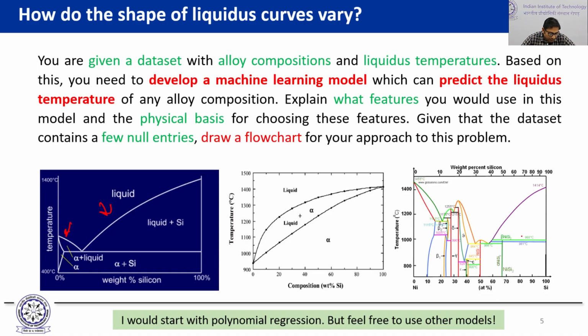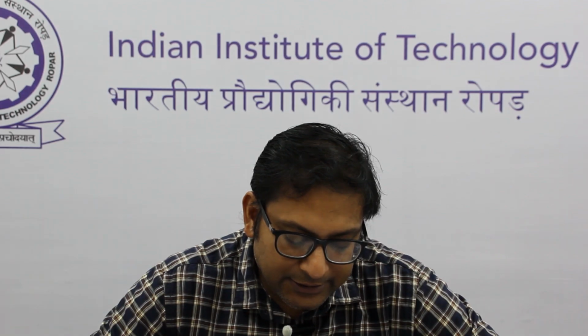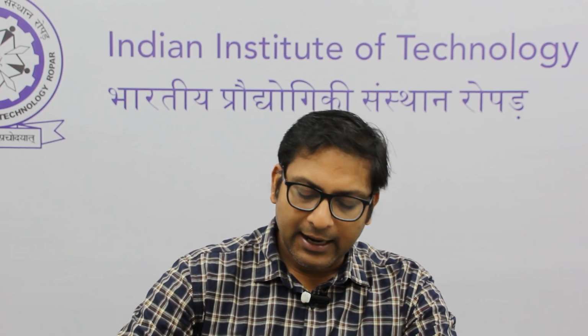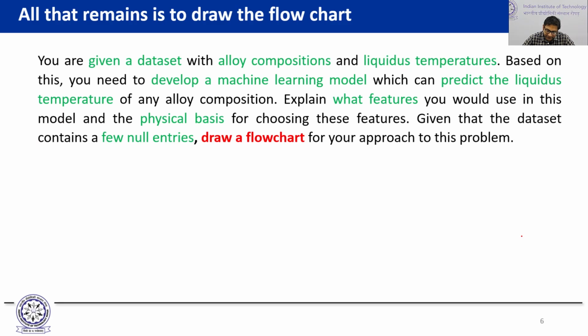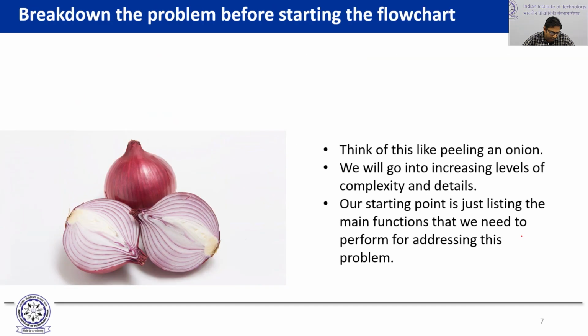So while I would try to start with the polynomial regression, please feel free to use other models. There is nothing sacrosanct about using one specific model, but it's always a good idea to start in the simplest possible manner, and then if the simplicity doesn't solve your problem, you start adding in complexity. So this is basically how I would set up the problem. Now coming to how we visualize this by drawing flowcharts.